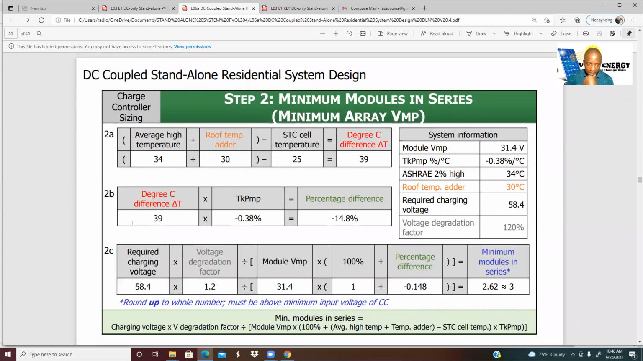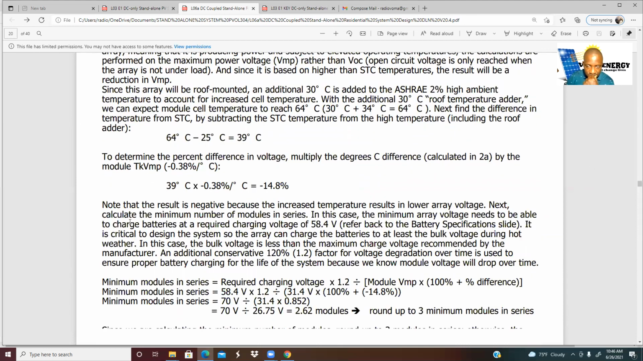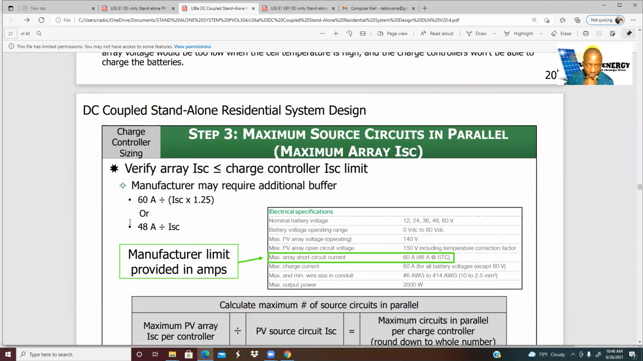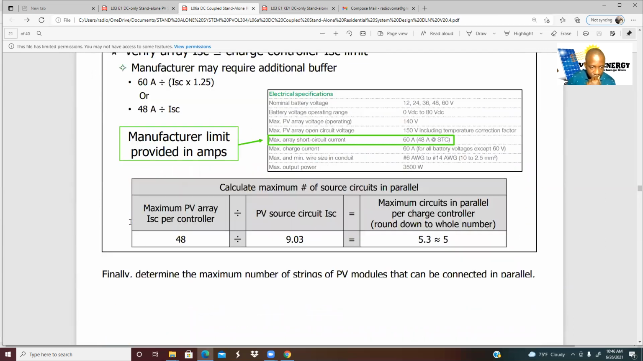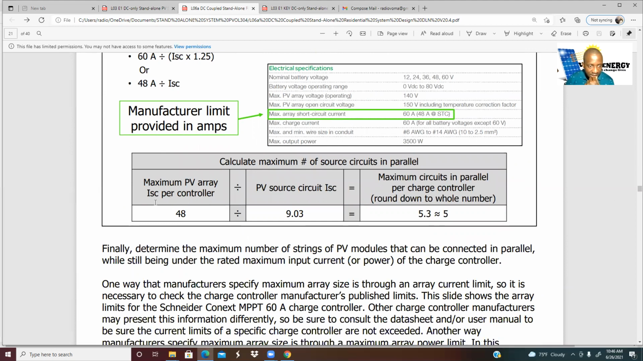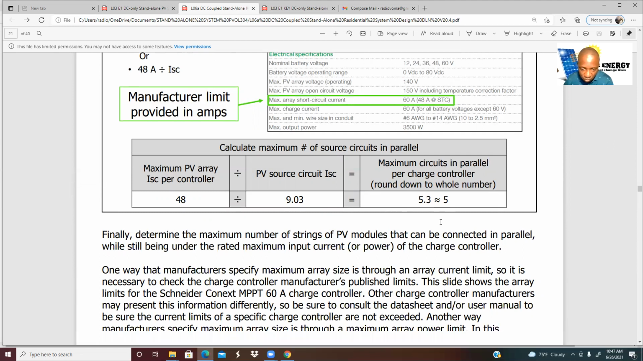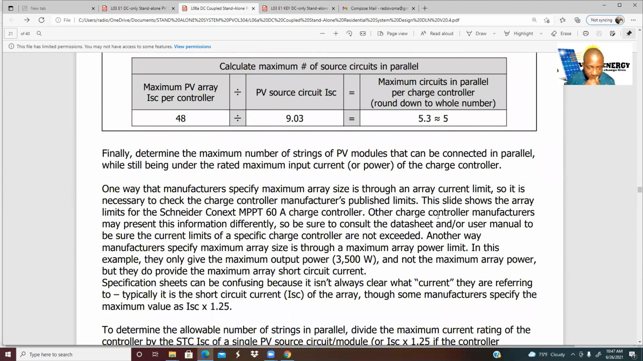It's the same thing here, the same calculation, to know your modules in series and parallel. These are all the calculations for the maximum PV source circuits in parallel. The maximum PV array current for the controller is 48. The PV source circuit is 9.038 ISC. The maximum source circuits in parallel is 5.3. We're going to round that up to 6.